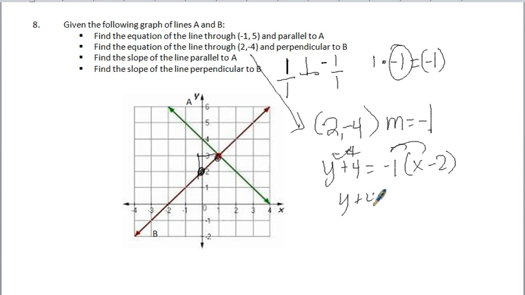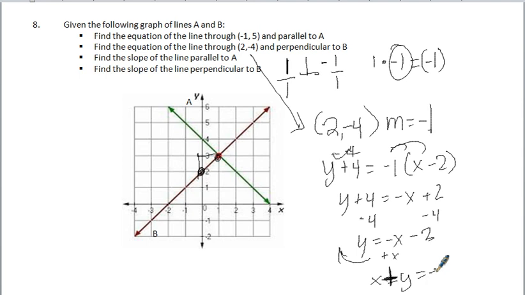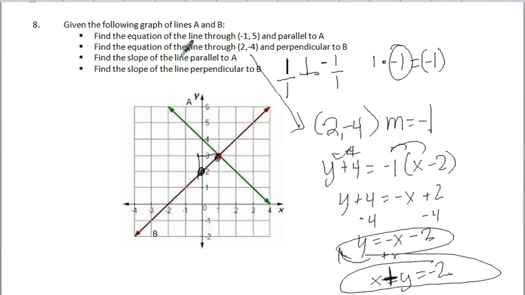So y plus 4 equals -x plus 2. Move the 4 over. y equals -x minus 2. And that's your slope-intercept. If you have to write it in standard, take the x, move it over here. x plus y equals -2. So there's your two equations, depending on what you're asked.